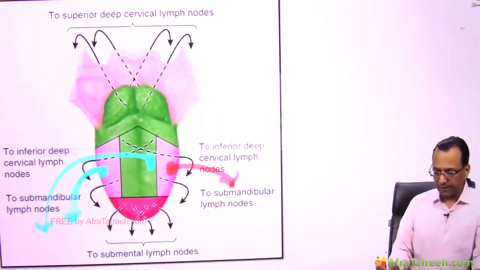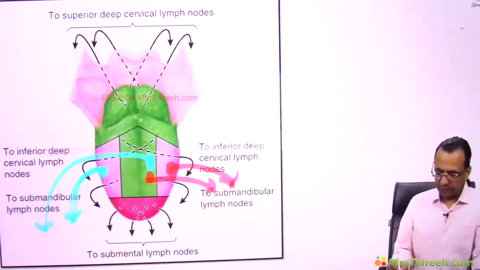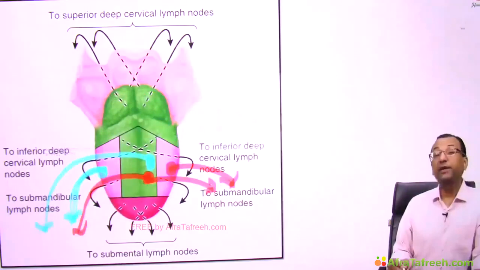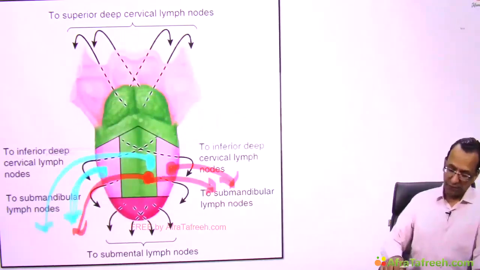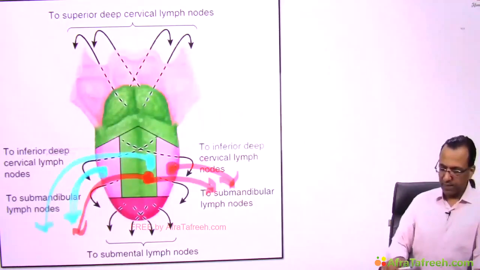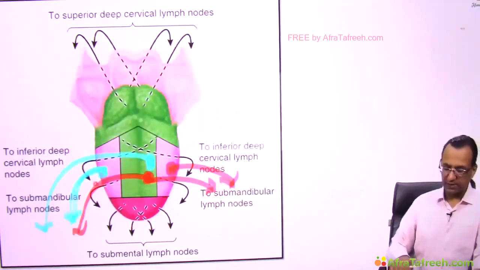Yes. But if that side of tongue, then it can be not only ipsilateral, but also crossing the midline to contralateral. Yes, if it is near the midline. So if it is side of tongue, ipsilateral. And if it is near the midline, then not only ipsilateral, but also contralateral. Yes, that is the point.